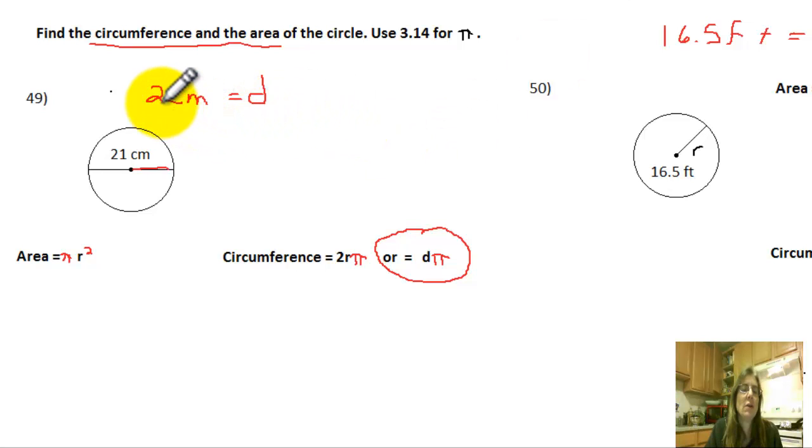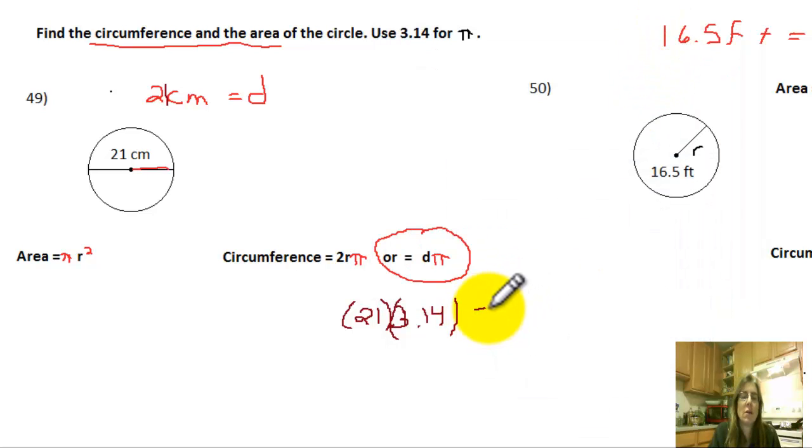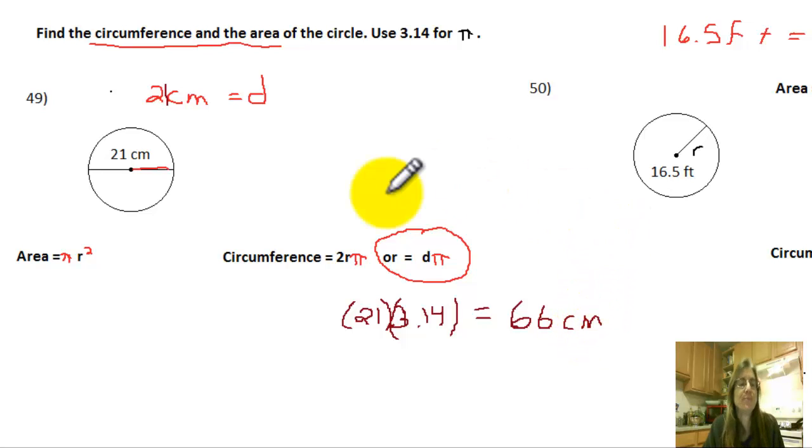We're going to take our diameter of 21 centimeters, and we're going to multiply that times pi, which is 3.14. So 21 times 3.14 is 65.9, so let's round that up to 66. It doesn't tell us to round, and since it doesn't give us any specific direction, we can do what we want.